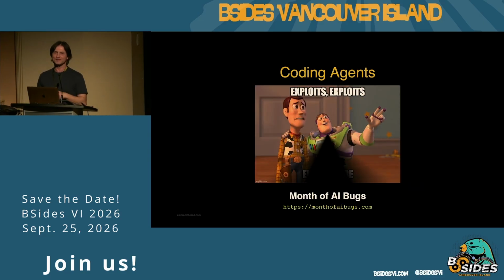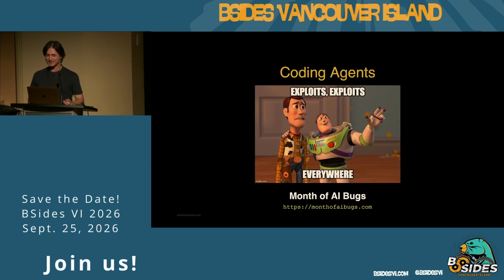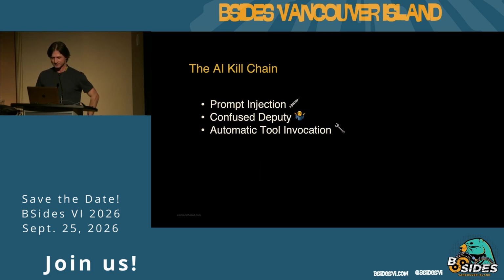And I did a whole month of bugs, basically, in August, just talking about exploits in coding agents. If you go to this website, you can see there are some 30 write-ups of how I exploited coding agents. And there's one very common pattern that I called the AI Kill Chain, which is inspired by Simon Willison's lethal trifecta. Basically, these 3 stages that I see very commonly.